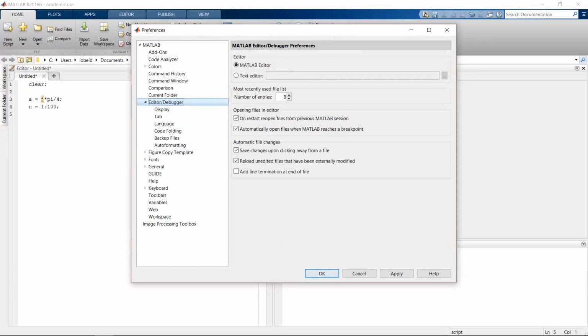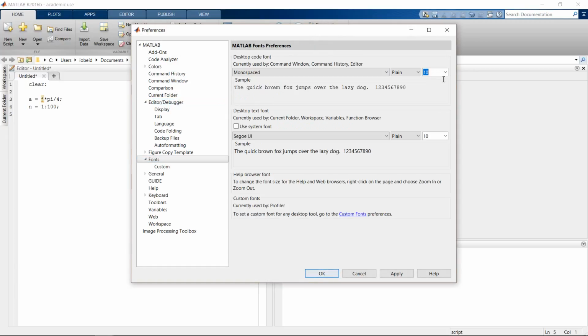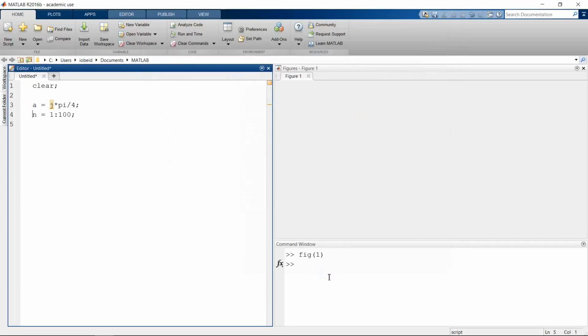Actually, let me go ahead and increase the font on that real quick, because I'm sure someone's going to complain that they can't read that. Where is it? Fonts, and let's up that to like 14 or something. Okay, hopefully everyone should be able to read that.